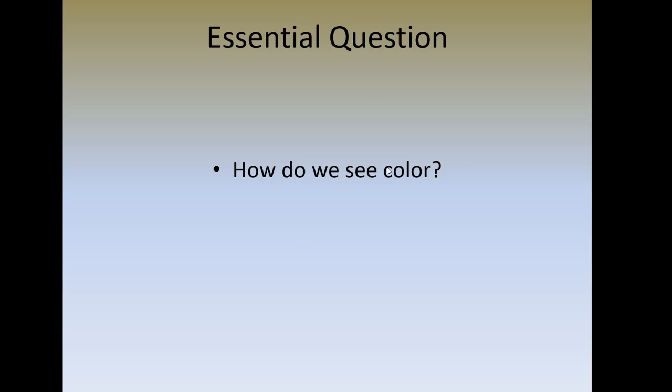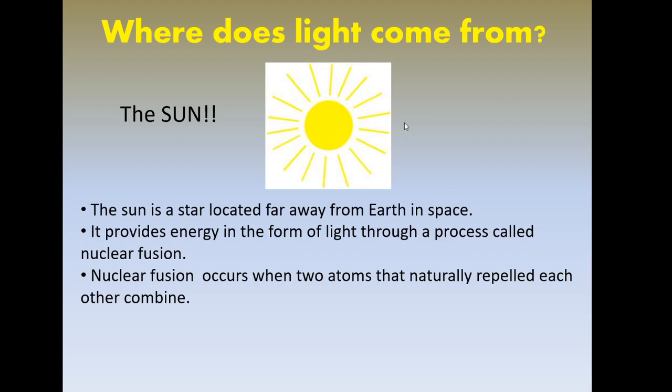Okay, so the essential question here is, how do we see color? That's what we're going to answer in these notes today. So where does light come from? Well, it comes from the sun. The sun is a star located far away from Earth in space, and it provides energy in the form of light through a process called nuclear fusion.